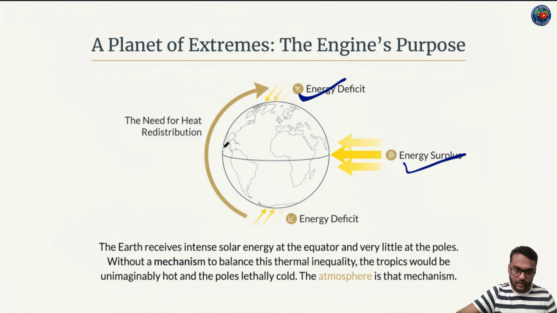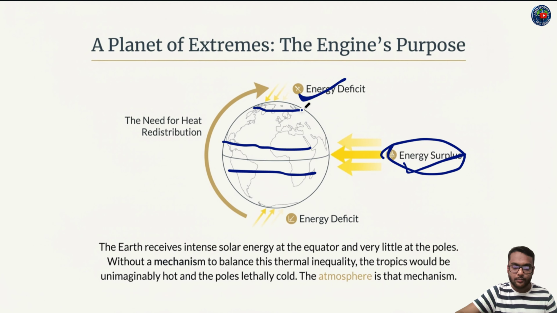Mainly the equatorial region and the subtropical region are considered energy surplus regions. On the other hand, in the polar regions, both the North Pole and South Pole are considered energy deficit. That's why there is a need for heat redistribution. The Earth receives intense solar energy at the equator and very little at the poles.